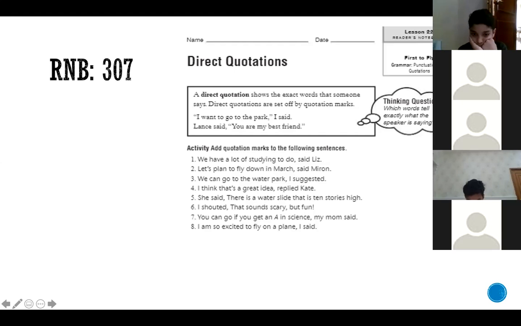Now, number five, Ahmed Naban, can you read this, please? She said, there is a water slide that is 10 stories high. Where do we put the quotation marks? You begin at "there", and until "high", but after the full stop. The full stop should not be outside the quotes. It should be within the quotes. All right. Now you've understood.